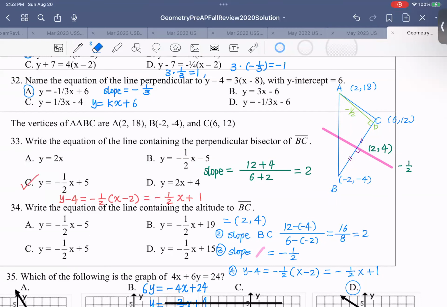Excellent. Anybody want to try the next one, 34? Anybody want to try the next one? Let's try the next one, please.